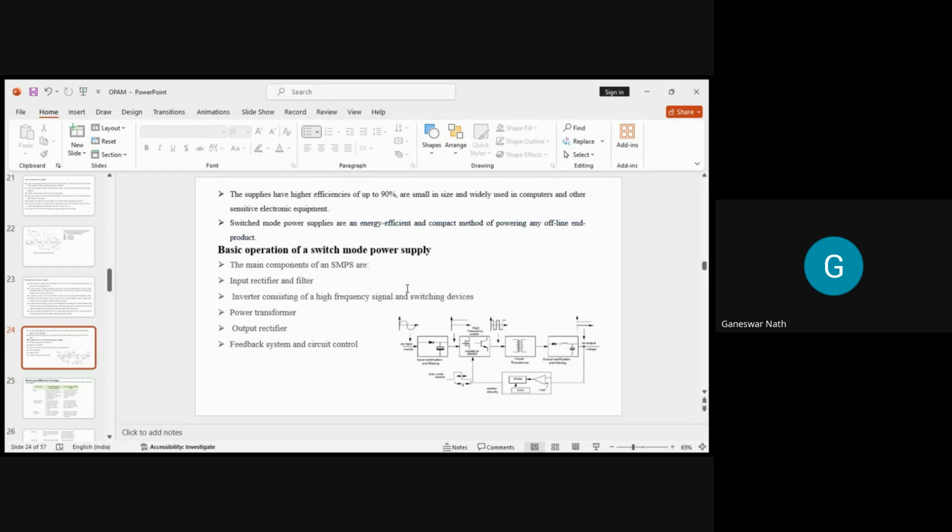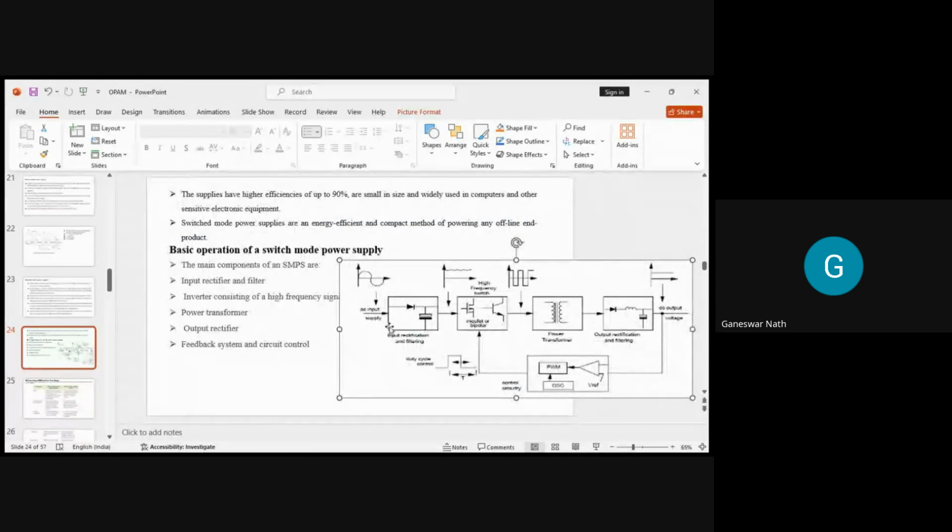Similarly to the linear mode power supply, we have the block diagram of a switching mode power supply. Here you can find the main components. You can see the supply has high efficiency, up to 90%. That means a switching mode power supply can deliver 90% of the power. And here you can find the block diagram for the switching mode power supply.